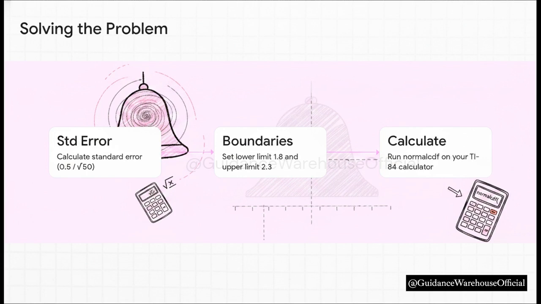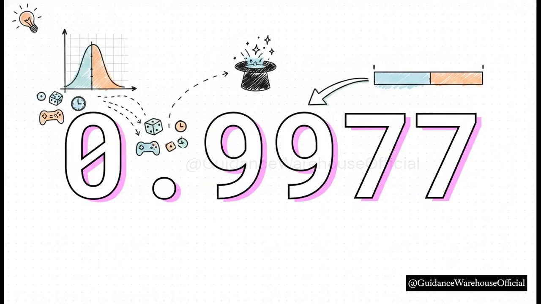You just plug in your lower value, your upper value, your mean of 2, and finally that crucial standard error we just calculated. And boom, the calculator spits out 0.9977. This perfectly illustrates the sheer power of this theorem. Even with an original standard deviation of half an hour, just by averaging 50 games together, there is a massive 99.77% chance that our sample's average game time will land right in that tight little window between 1.8 and 2.3 hours.